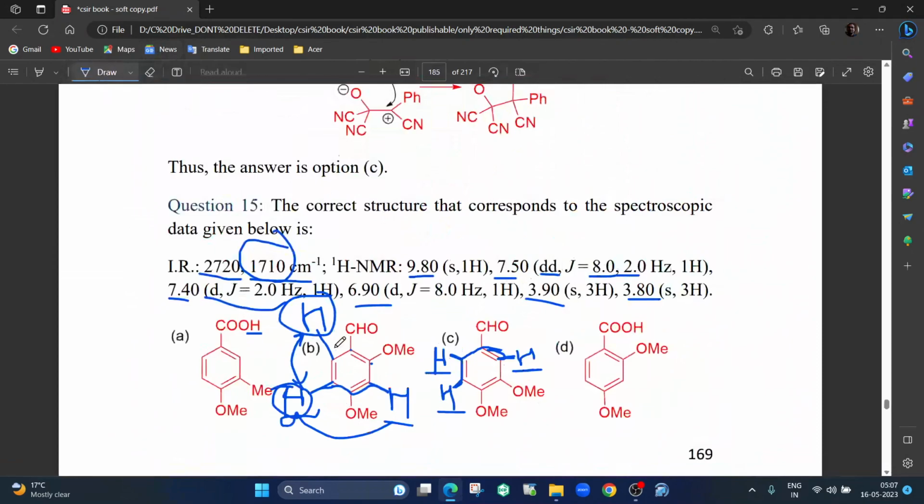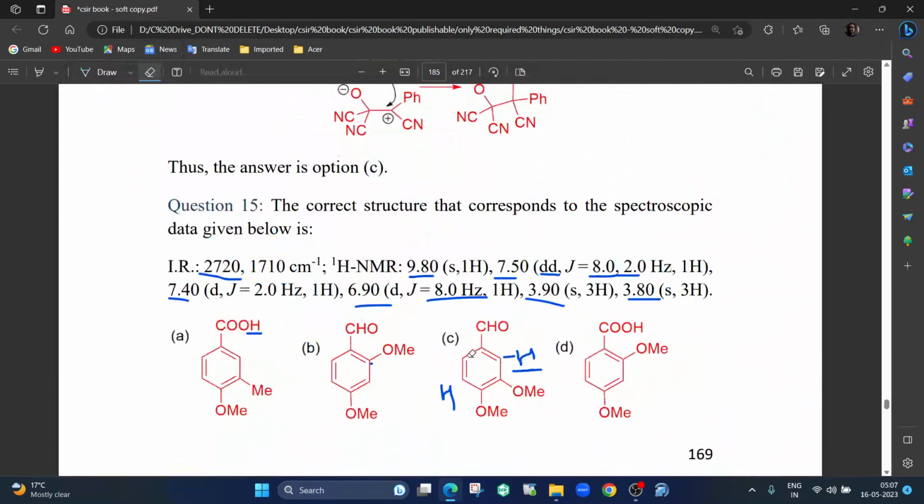And this one will be split as a doublet because only the neighboring hydrogen is there, and at the meta position nothing is there. Here also, on this side, ortho and meta nothing is there. So this will be split as a doublet of 8 hertz, same. So the splitting pattern was exactly the same for both of them. That's why I said it was very complicated. I gave up here, and it took me some time to understand what happened after that.